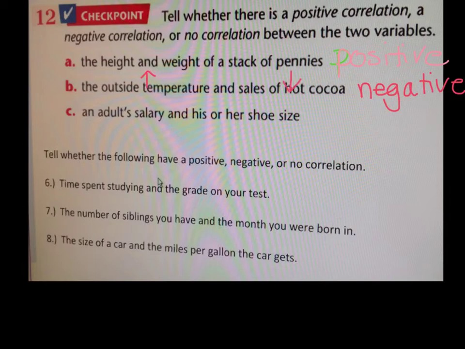Okay, let's check out this one. An adult's salary and his or her shoe size. Do they have anything to do with each other? Is there any relationship? No. So this is no correlation. There's no relationship at all between those.